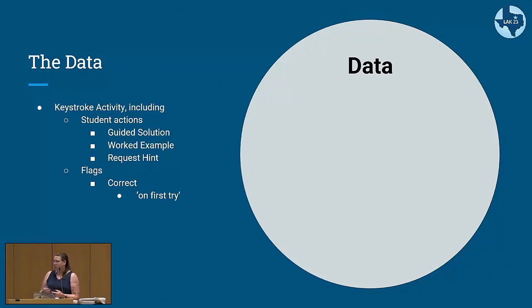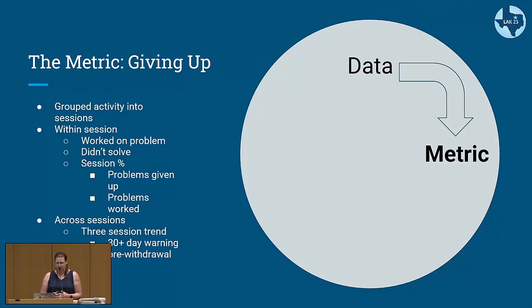And finally, they could request a hint that would just point out an area of the problem or a step that they might be missing in order to continue. These data also included flags such as whether the student had answered correctly and whether that correct answer was on their first try or their first time interacting with the problem. And using these data, we put together a metric called giving up.